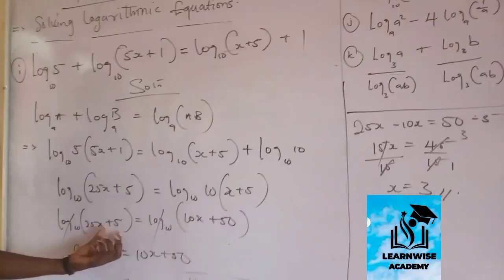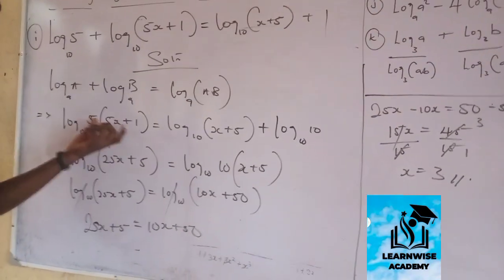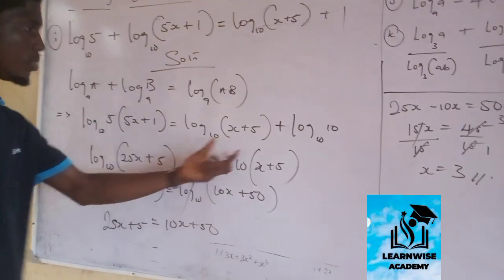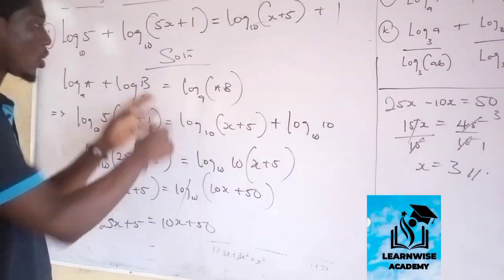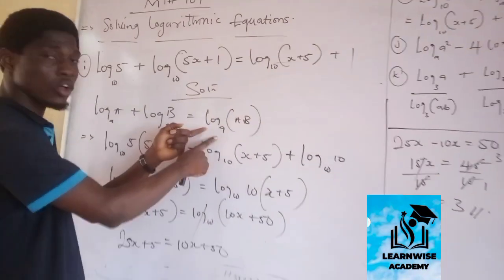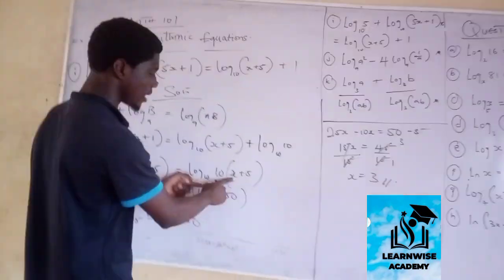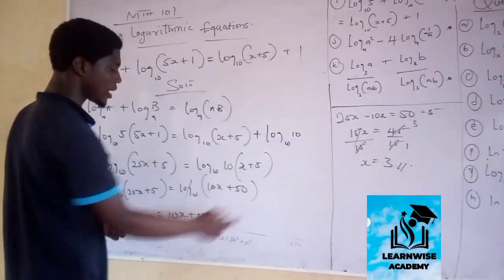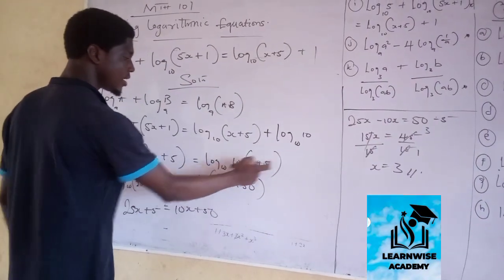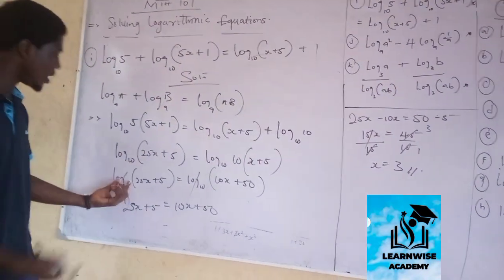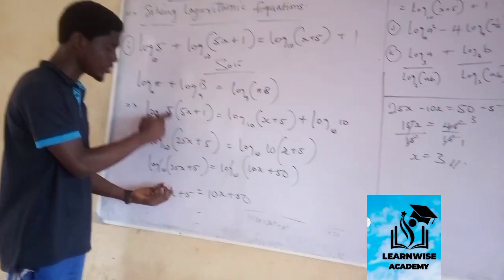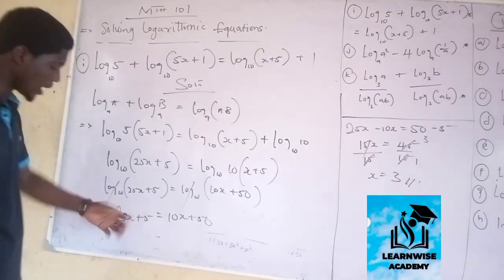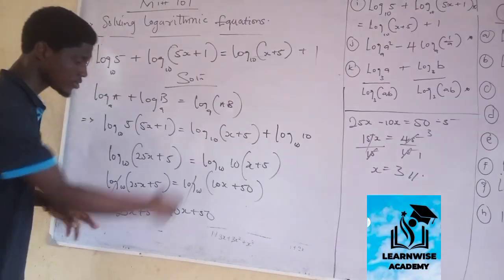So I come again from here. I open the bracket here, and log base 10 comes together according to the law. We have 10 bracket (x + 5). Using 10 to open the bracket, I have 10 times x, 10x, 10 times 5, 50. Here I also have 5 times 5x, which gives 25x, and 5 times 1, which gives 5. Since log is common, I cancel it out.